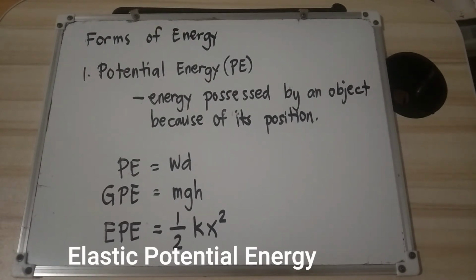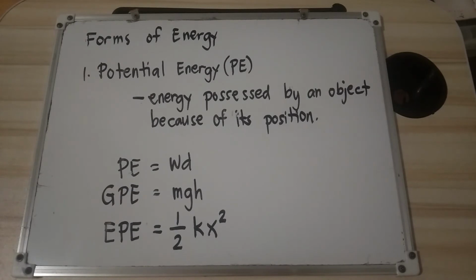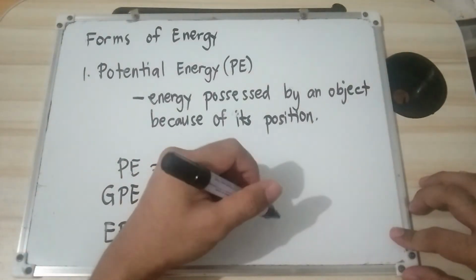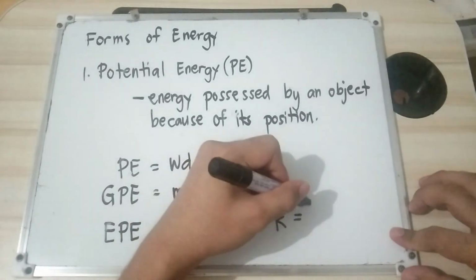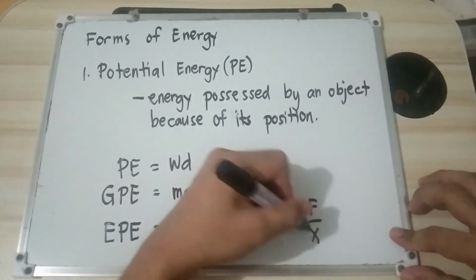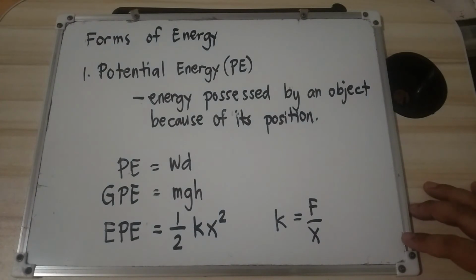Also, we have EPE is equal to 1/2 kx squared, where k here is force over x, that is the force constant of the spring. X is the length or distance of elongation or compression.